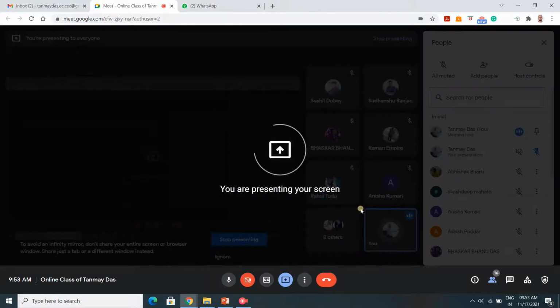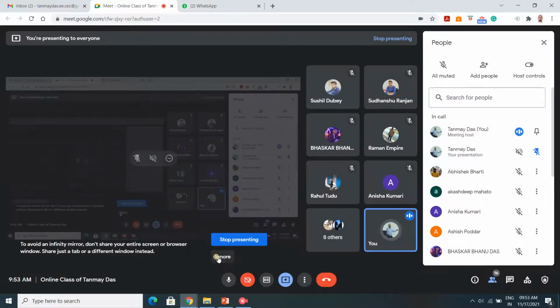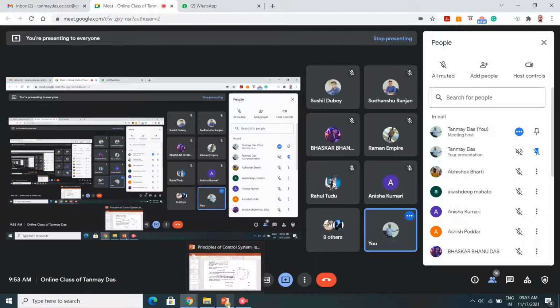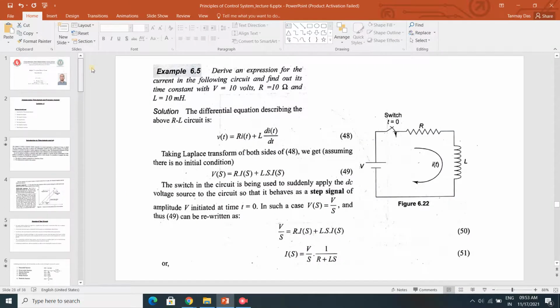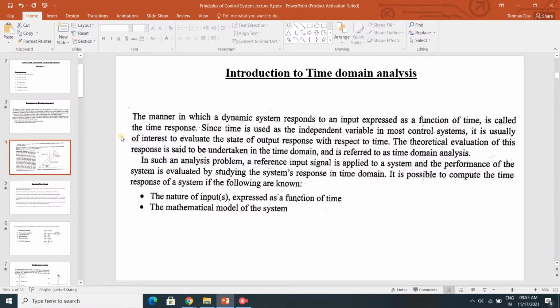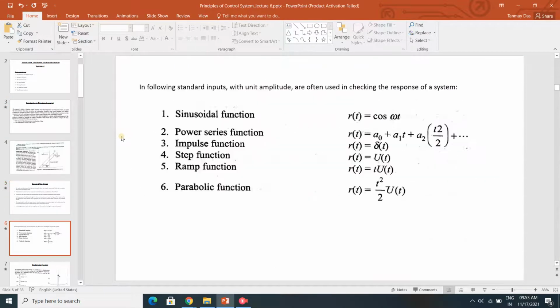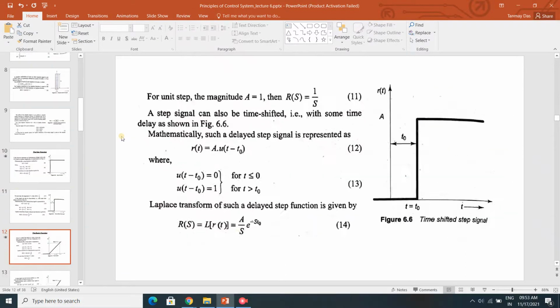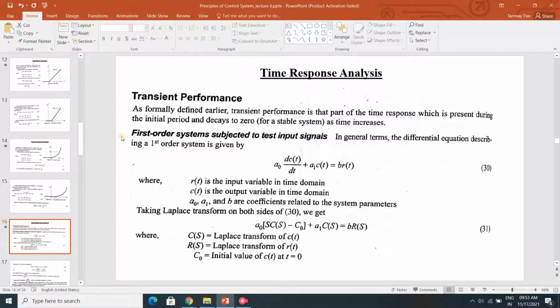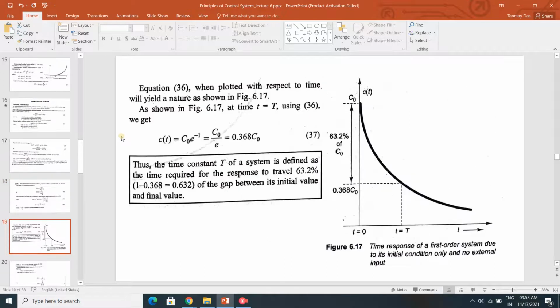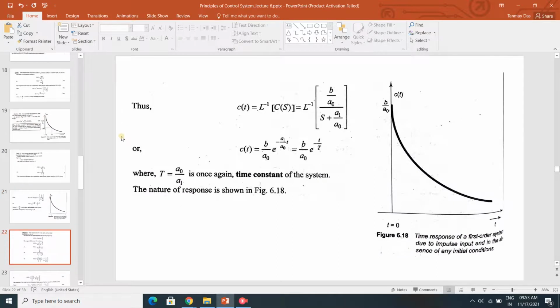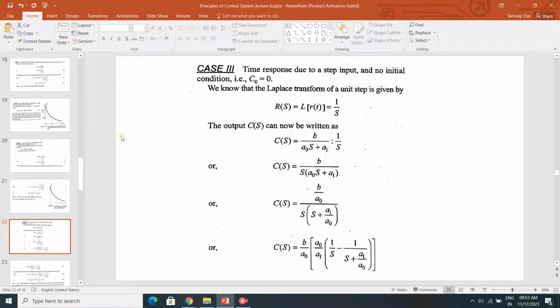So in the last class we discussed the time response, and also we went through the different test signals, that is the impulse, step, ramp, and parabolic. Then we also went through the time response analysis for a first order system, observing the different cases.